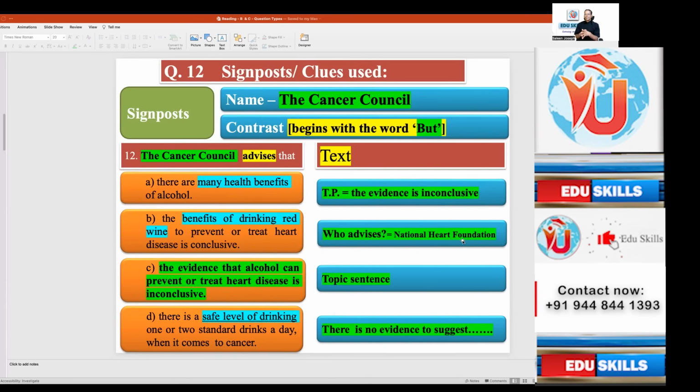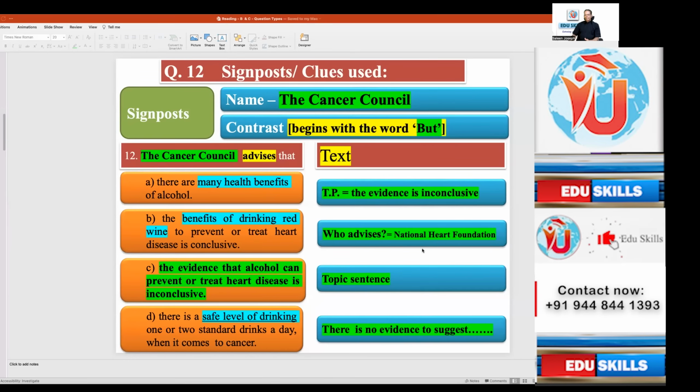And also, as I said, contrast begins with the word "but", which says immediately there is an answer. Cancer Council advises that. First, A option, many health benefits. The topic sentence says the evidence is inconclusive. B says the benefits of drinking red wine to prevent or treat heart disease is conclusive. Actually, there is one more option given as conclusive, but it is advised by the National Heart Foundation. The evidence that alcohol can prevent or treat heart disease is inconclusive. The topic sentence contains this answer.